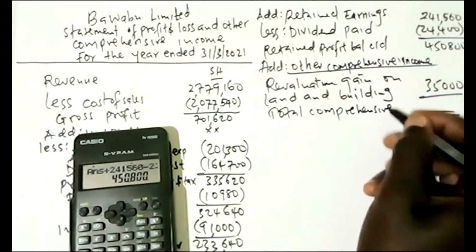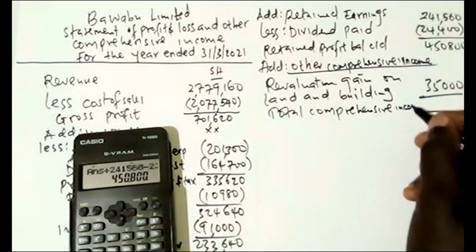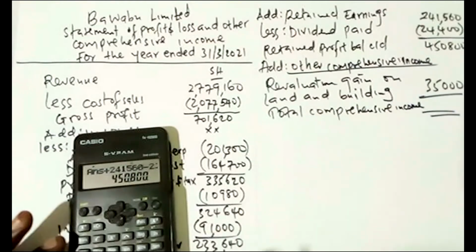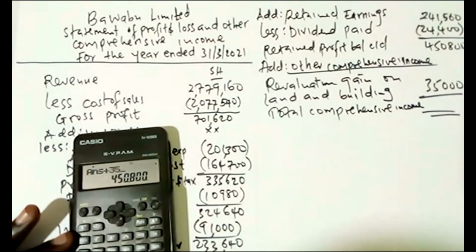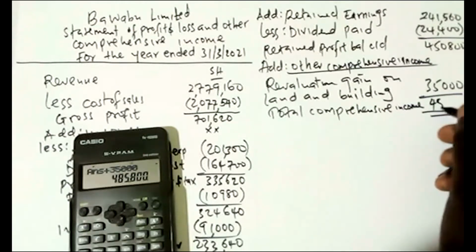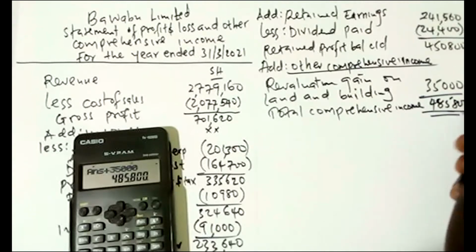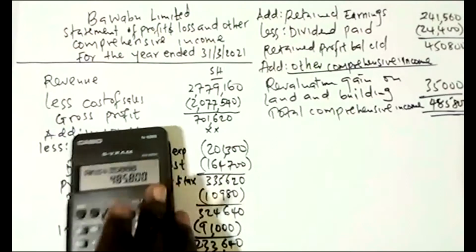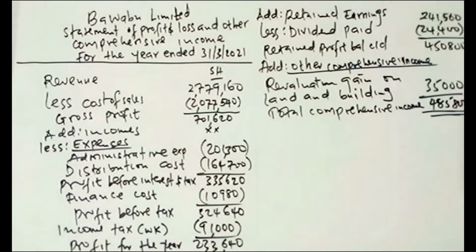We get the total comprehensive income. So total comprehensive income, that is plus 35,000. So that is 485,800. So you are done with the income statement.